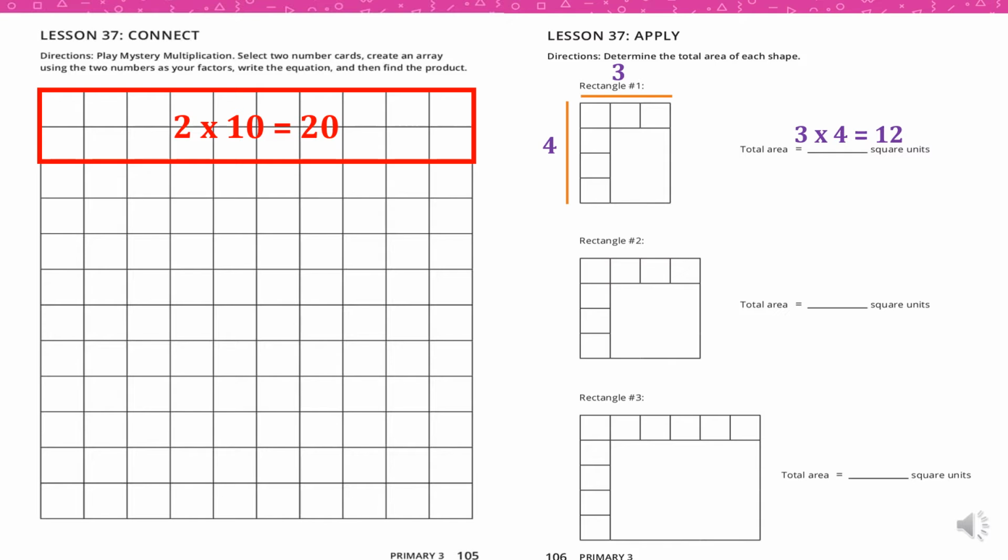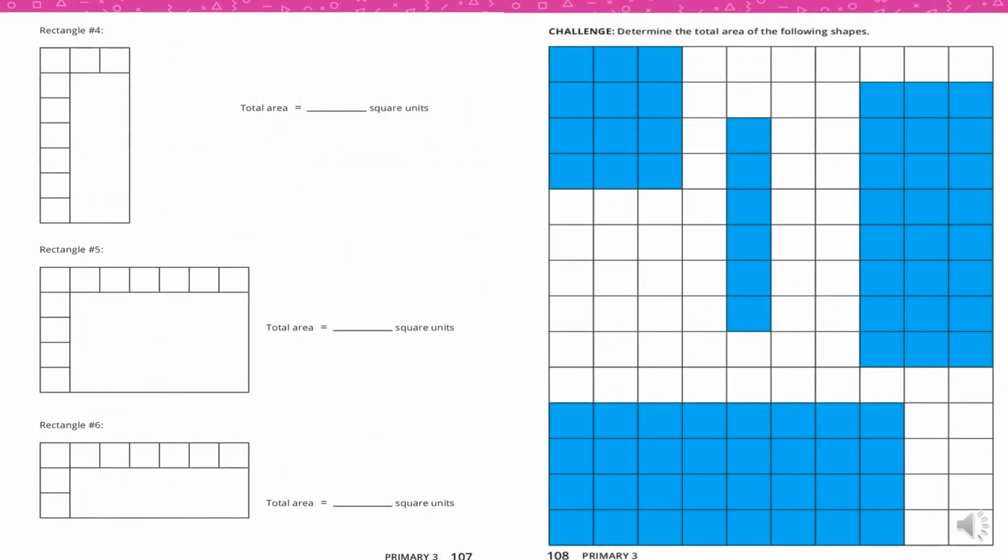Now rectangle 2. How many squares in the horizontal line? 4. And in the vertical line 4. So 4 times 4 equals 16. 16 what? 16 square units. In rectangle 3, we have 6 times 5, 6 squares in the horizontal line, and 5 squares in the vertical line. All of them equals 30 square units. Page 107, you can complete it on your own. It's very easy.